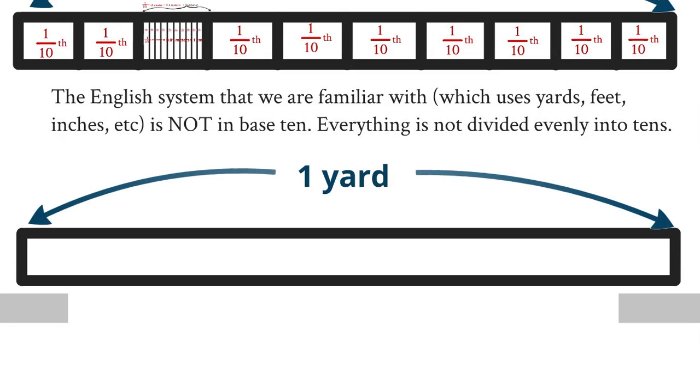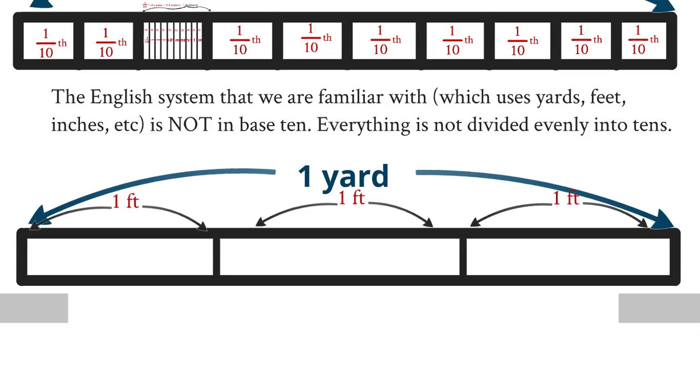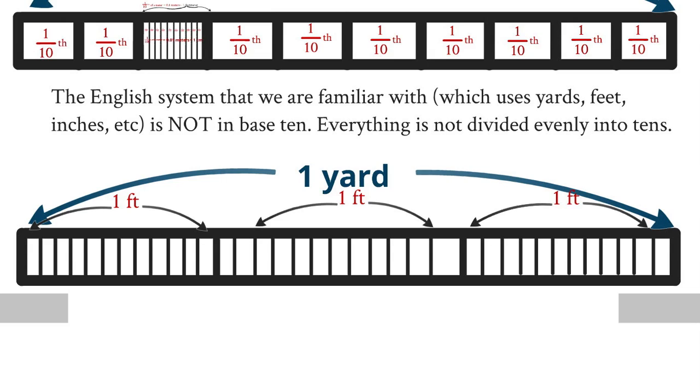Well, that yard can be divided into 3 feet, and each of those feet can be divided into 12 inches. So 1 yard has 3 feet, each foot which has 12 inches, is not the same as the metric system where 1 meter divides into 10 decimeters, which divides into 10 centimeters, which divides into 10 millimeters, and so on and so forth.